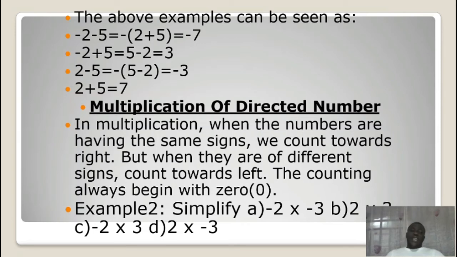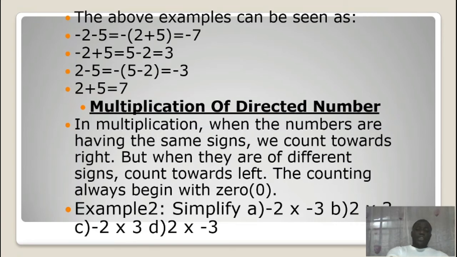So the next thing we are looking at is multiplication of directed numbers. If you are carrying out multiplication of directed numbers, the first thing you need to know is that if the two numbers that you are multiplying carry the same sign, you are counting towards the right. But if the numbers carry different signs, you are going to count towards the left. But in multiplication, your counting always begins from 0. And we also borrow the idea of primary mathematics, which will tell you that multiplication is called repeated addition.